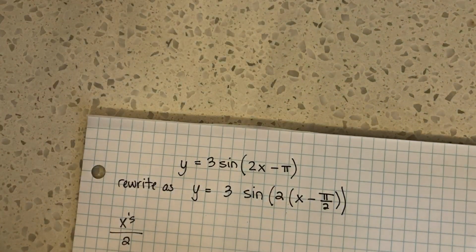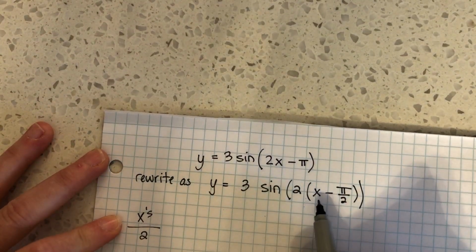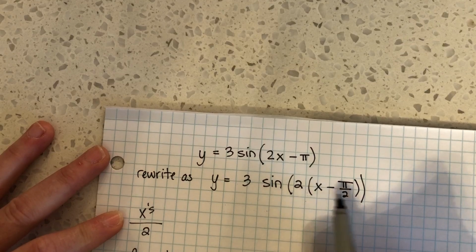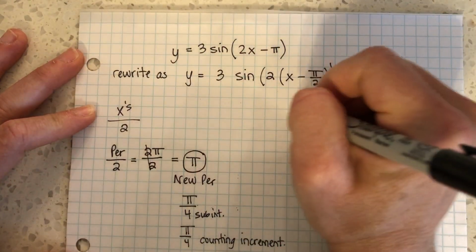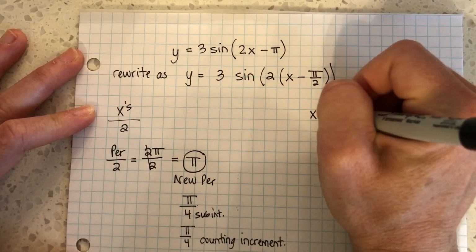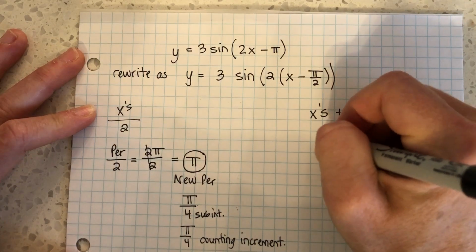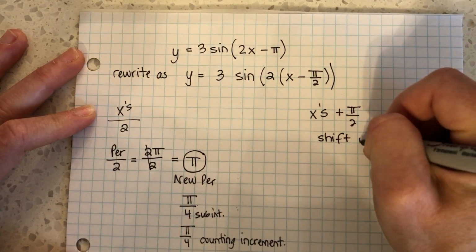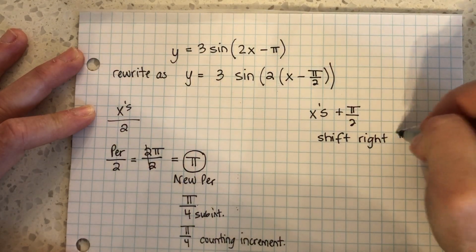Okay, let's go back. Okay, so now there's also going to be your x's. It looks like you're subtracting pi over 2 from them, but we know the opposite happens. So your x's are going to add pi over 2, which is going to shift the whole graph to the right pi over 2 units.